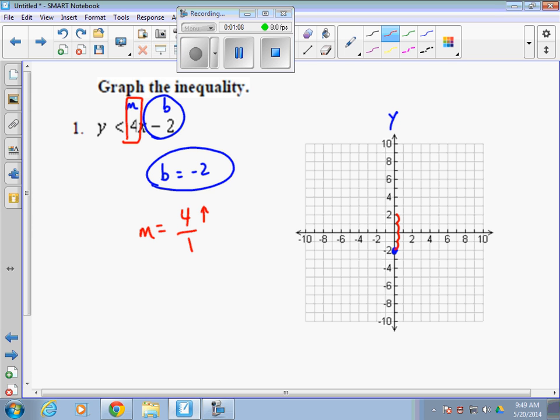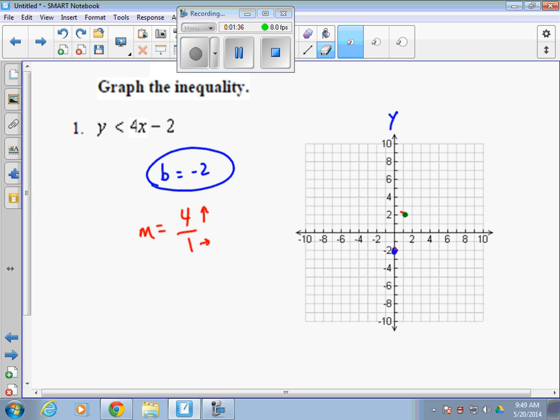However, the bottom number, positive 1, tells you to either go left or right. It's positive, so it tells you to go to the right 1 time. Your second point is going to go right there. So you have 2 points. You have your beginning point, and you have your second point now. If this were simply an equation, we would draw a straight line through these 2 points and be done with it. However, it is not an equation, it is an inequality.